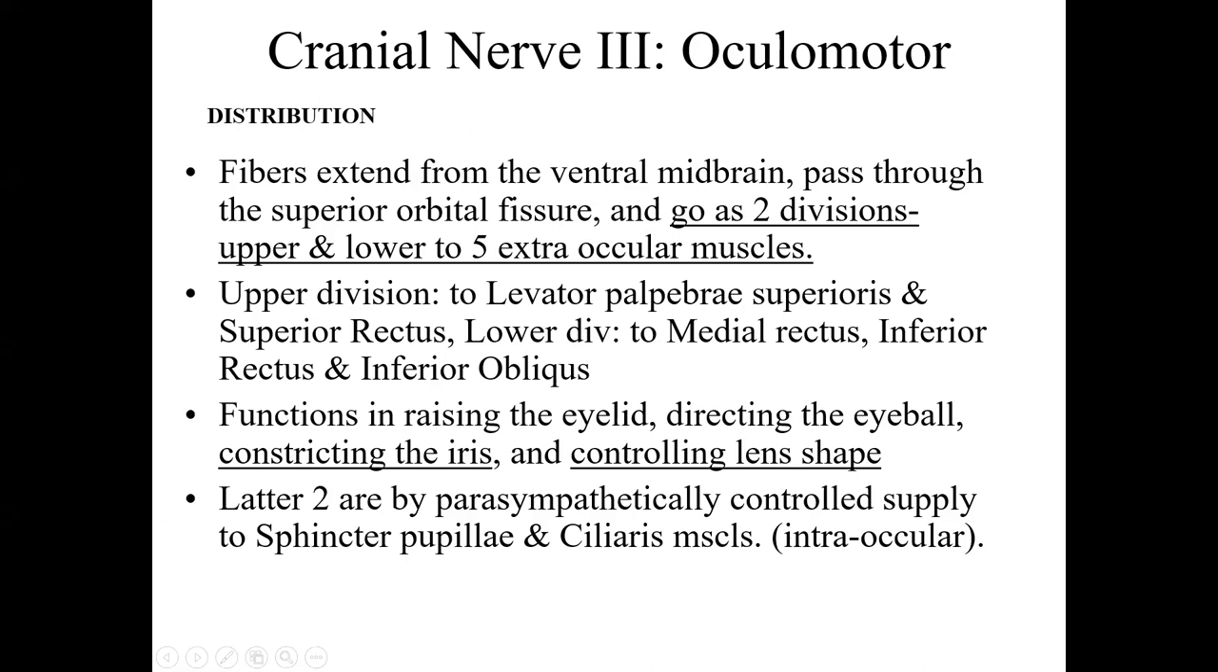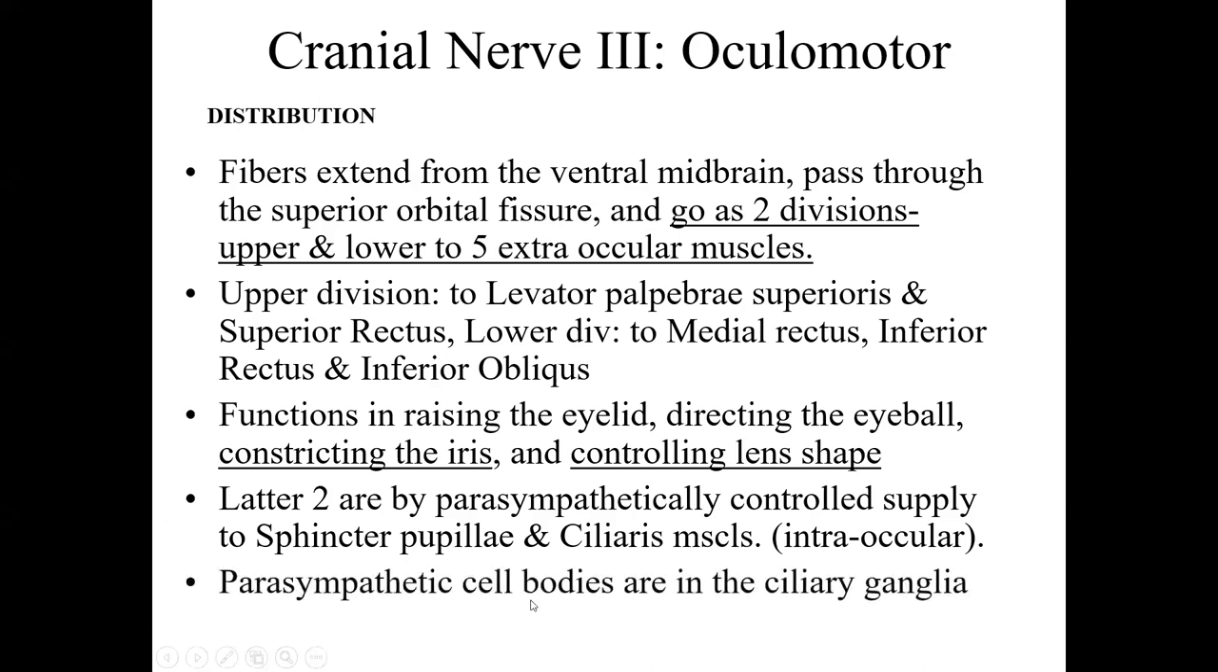This is the first cranial nerve which we have so far seen carrying parasympathetic fibers, cranial nerve number 3. The parasympathetic cell bodies, or we can say the ganglion for the relay, is called the ciliary ganglion. This is normally attached to the lower division of the oculomotor nerve. From the ciliary ganglion, the postganglionic fibers reach the sphincter pupillae muscle and the ciliaris muscle. So that is the parasympathetic relay connected to the oculomotor nerve, the ciliary ganglion.